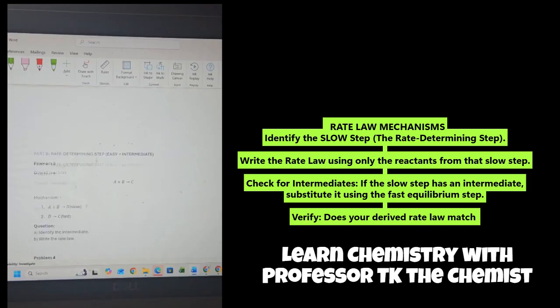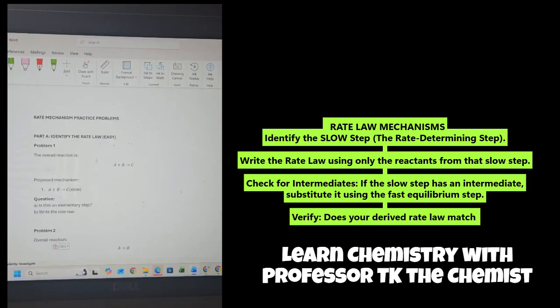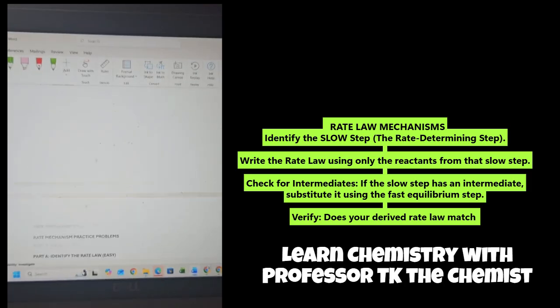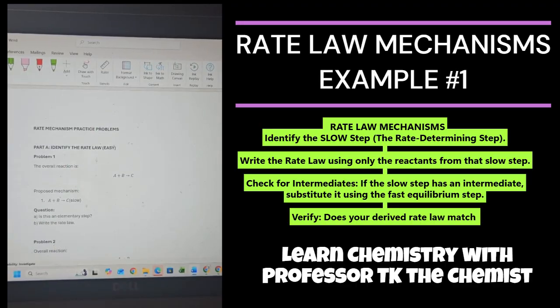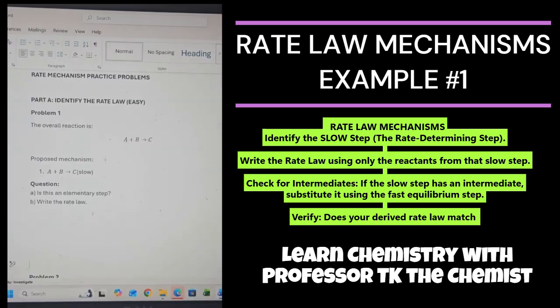What we are getting into today deals with rate mechanisms, okay? These are very easy. However, I know I gotta say however, it depends on who you talk to, okay? These are very simple. We're actually going to be able to fly through these. Make sure you guys got your pens and papers because we're going to get into this lesson right now.